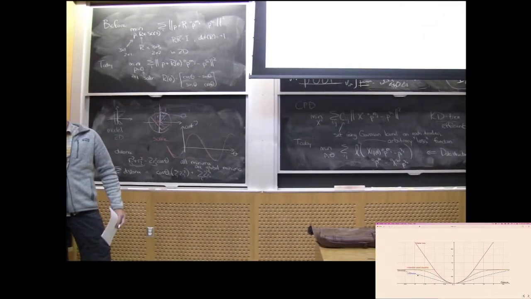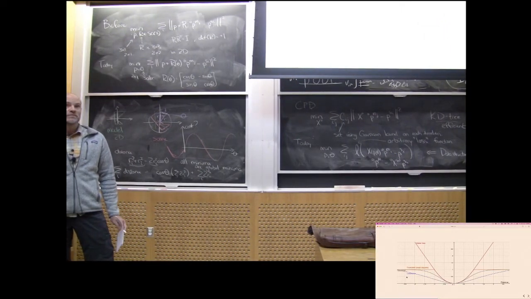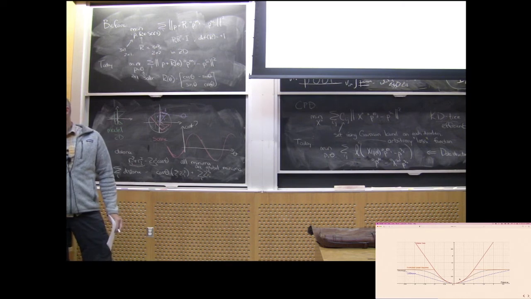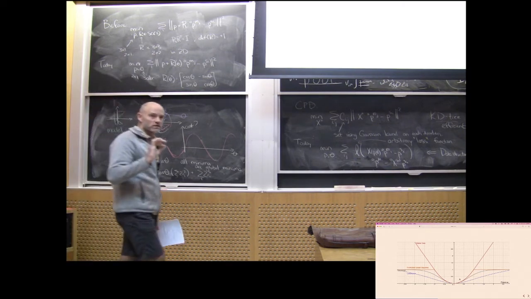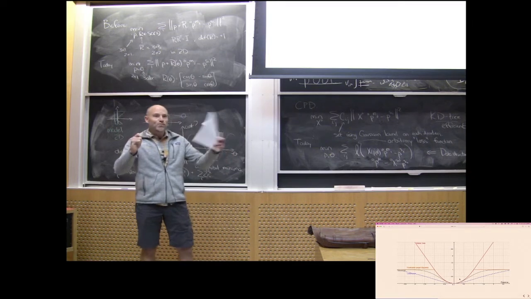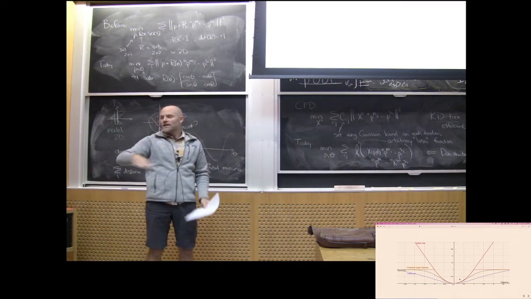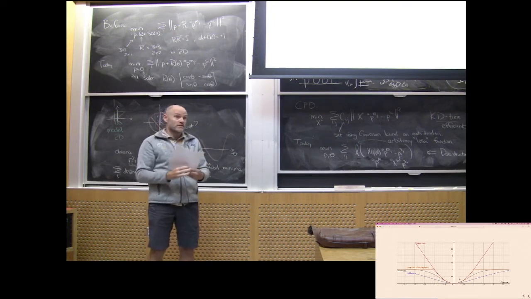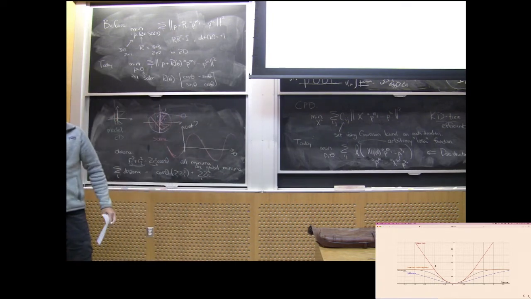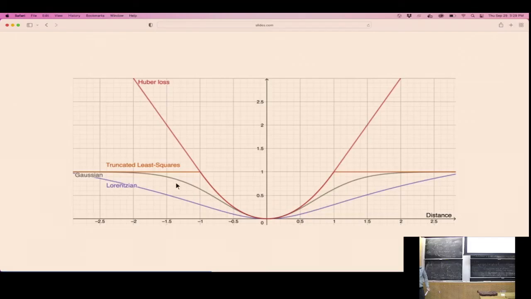Good, that's a good question. So are these all convex? The definition of a convex function is that if I take any two points on that function, I could draw a straight line, and for a convex function it would have to be above the function. So let's take the truncated least squares as the most extreme case. If I have this value here and this value here, then because the straight line between them is below the function, it's actually not a convex function.